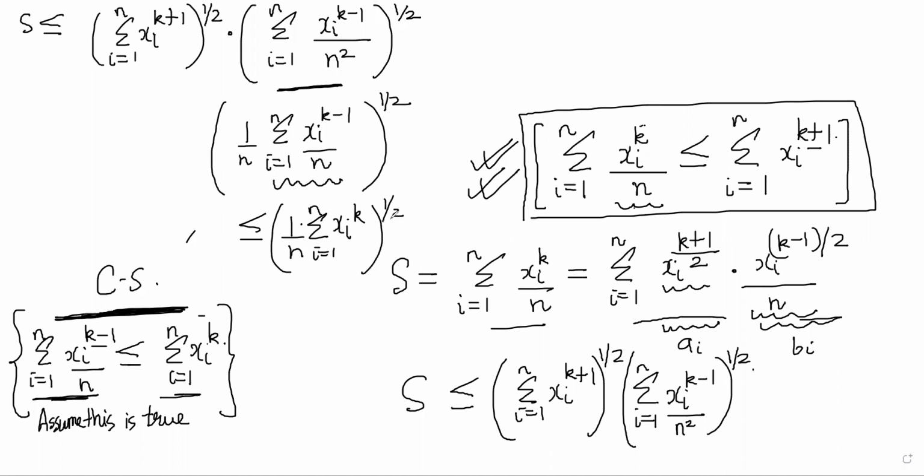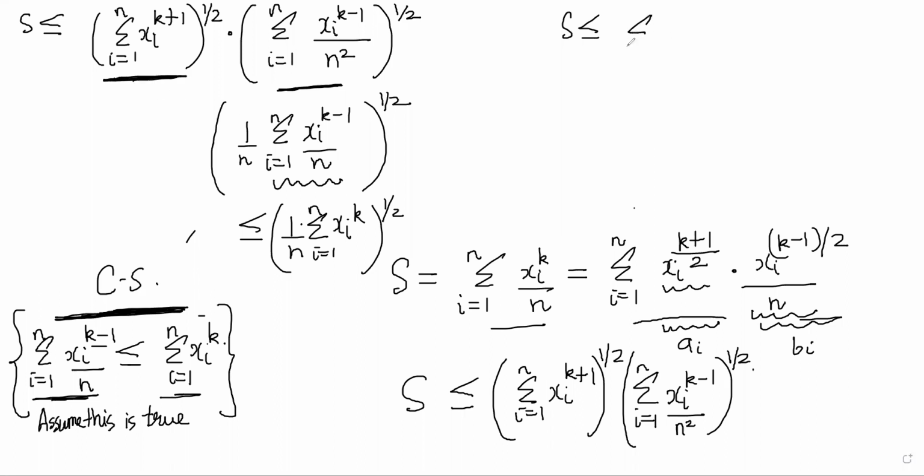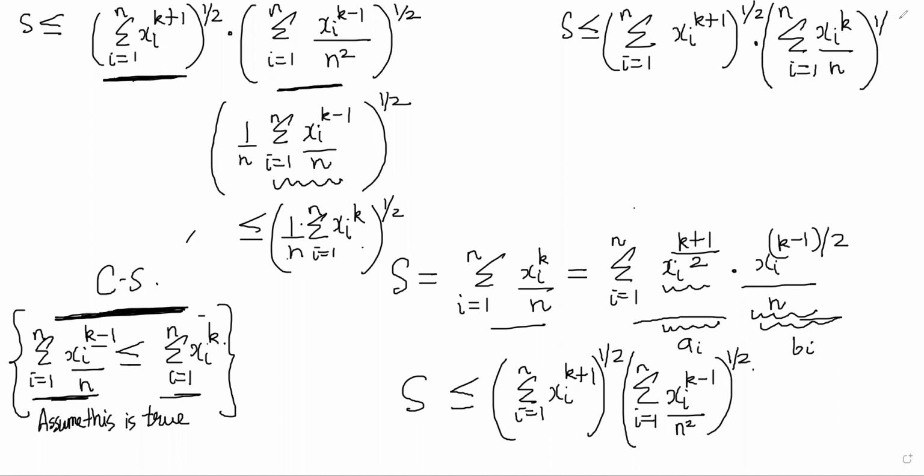And the whole thing will be under root, right? Correct. So basically the overall inequality for us will become S is less than or equal to, this was untouched right now. S is less than or equal to the summation of i goes from 1 to n of xi power k plus 1, whole power half, and here I have the summation of i goes from 1 to n of xi power k by n. I can bring the n inside again, and this is whole to the power half, right?